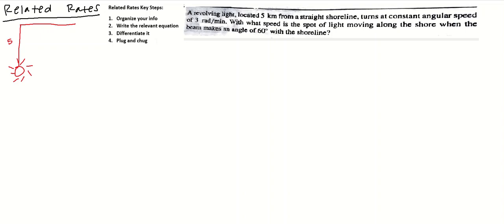What they mean by the beam making an angle of 60 degrees is that the light beam is going off of the revolving light and hitting the shoreline, and when it hits the shoreline, that makes a 60-degree angle with the shoreline. Okay, and so we now need to figure out how we are going to label these other bits of information that they gave us. We labeled that it was 5 kilometers from the shoreline. We labeled that the beam at the moment in question makes a 60-degree angle with the shoreline. And they also tell us that this is turning at a constant angular speed of 3 radians per minute.